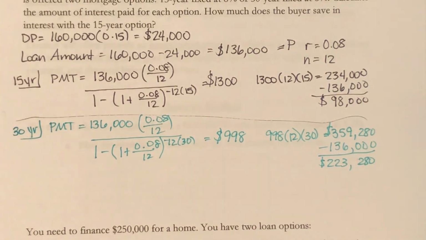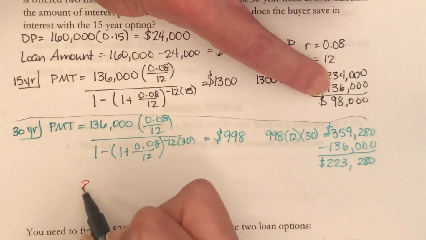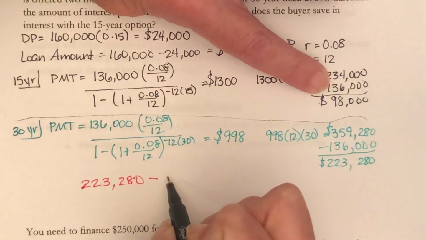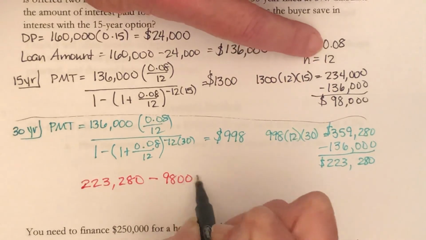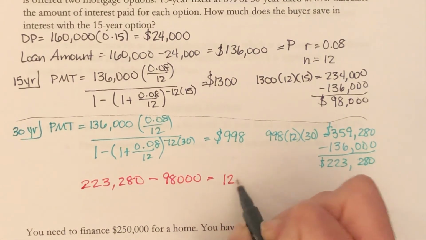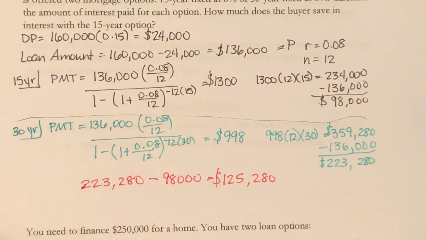So now for the main question, what is the difference in the amount of interest we paid? So we would do $223,280 minus the $98,000. So you are saving $125,280 if you go for the 15-year loan.